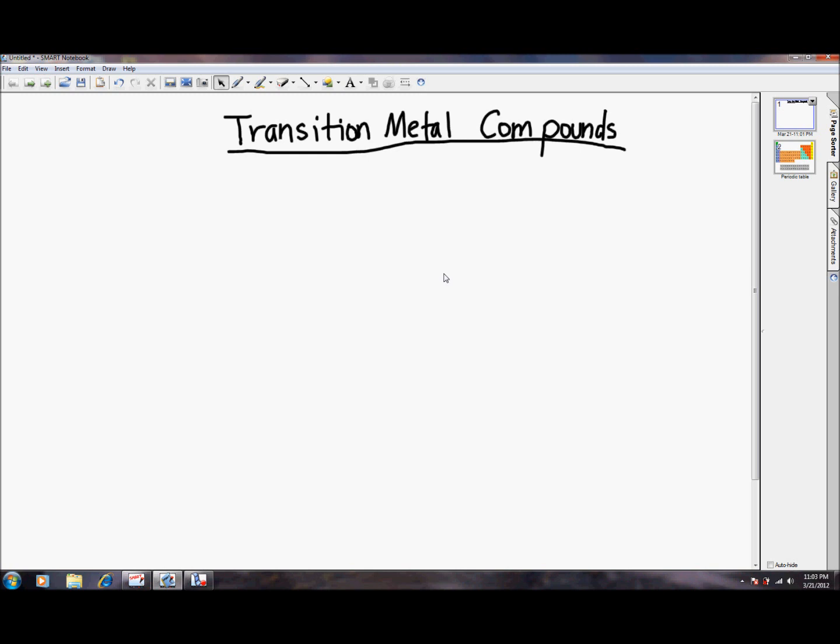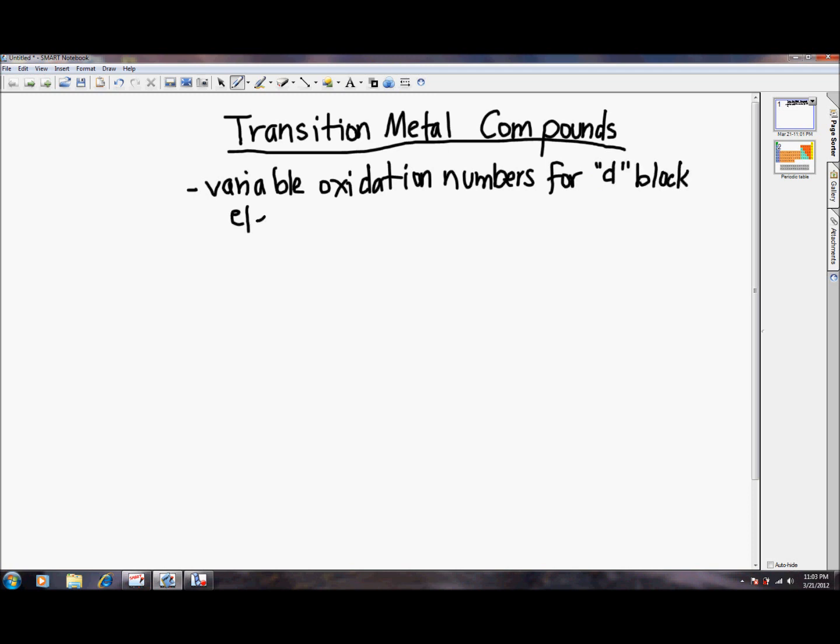The reason we treat these separately is because these compounds are unusual. The fact that these have variable oxidation numbers. The metals in the carbon family are tin and lead.